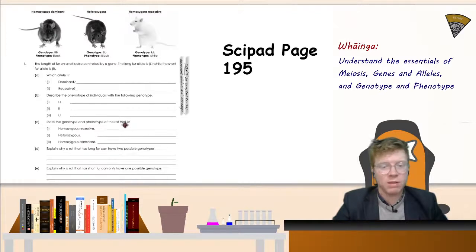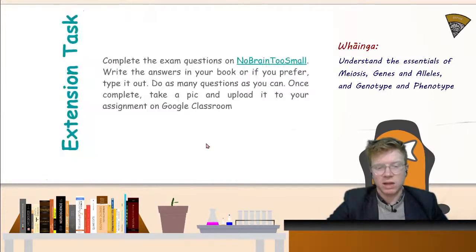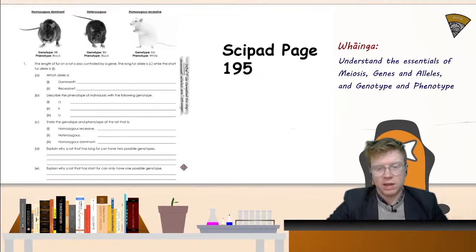So the genotype and phenotype of the rat that is homozygous recessive. Here we go again. Homozygous recessive, that's 2 little L's. Heterozygous, 1 of each, big L, little L. Homozygous dominant, 2 big L's. Excellent. Explain why the rat that has long fur can have 2 possible genotypes. I'll leave that up to you to complete. Hopefully that's been enough information for you to get by on that one. Again, similar answer there for E. Hopefully we're all able to figure that out. We'll go through the mechanisms behind this in more detail in the weeks to come.